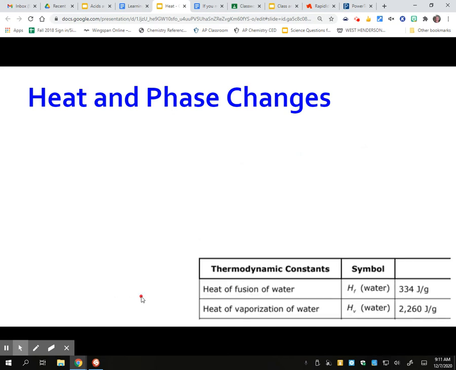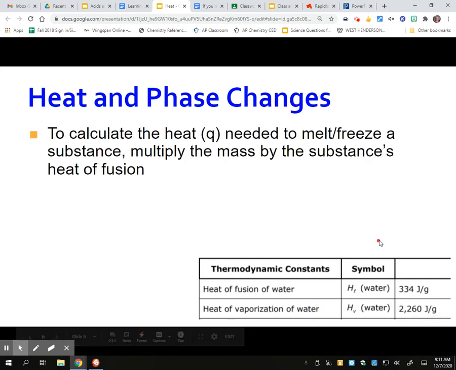All right, so what I have here at the bottom is a copy of the reference tables. This is on the front of your reference tables. And we have the heat of fusion of water and the heat of vaporization of water and their values and symbols. So if we're trying to calculate the heat, which is represented by Q, and I know that's weird, there isn't a Q in heat. The way we kind of get around that is that it's the quantity of heat, but just go ahead and associate Q with heat. It is needed to melt or freeze a substance, multiply the mass of that substance by its heat of fusion.